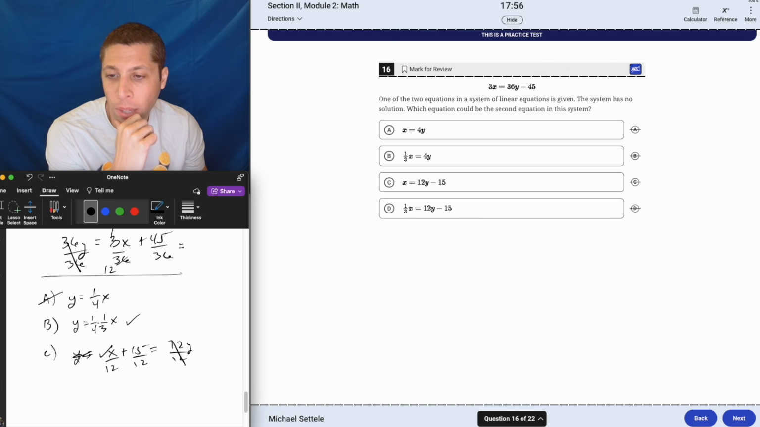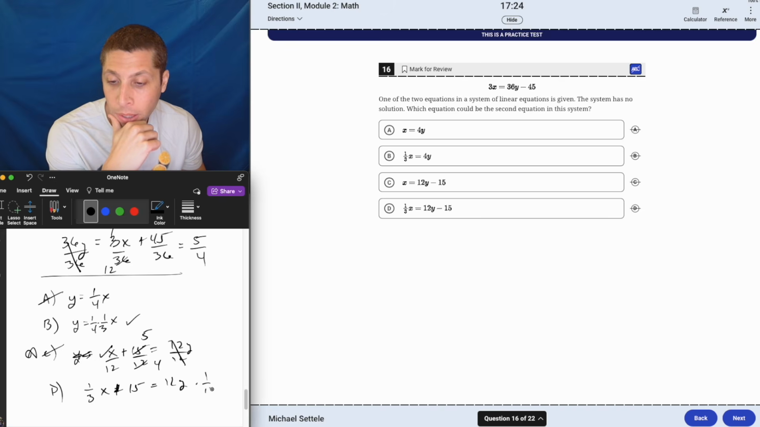15 over 12. How would I reduce this? 9 goes into 45 5 times, and here 4. Divide by 3, this becomes 5, and this becomes 4. So this is infinitely many solutions. It's a trap. So 1/3 x plus 15 equals 12y. Well, if we were to multiply by 1/12, this would be wrong. So it's B.